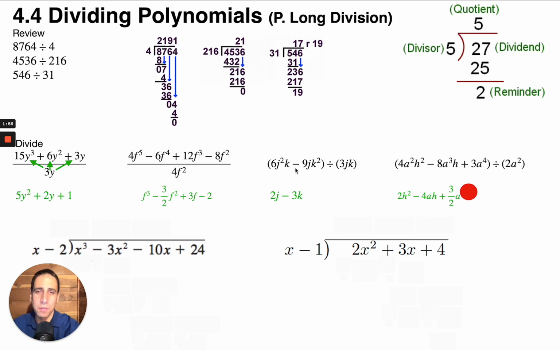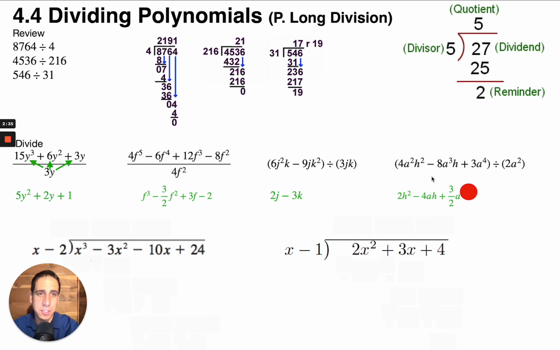And you can see here, even when you have multiple variables, it's going to be very similar. 6 divided by 3 is 2, j squared divided by j is just 1j, and k divided by k is 1. Then 9 divided by 3 is 3, j divided by j is 1, and k squared divided by k is k, because the exponents 2 minus 1 is 1. Here, 4a squared times h squared divided by 2a squared would be 2h squared, because 4 divided by 2 is 2. The a squared divided by a squared is 1, and h squared divided by 1 is h squared.